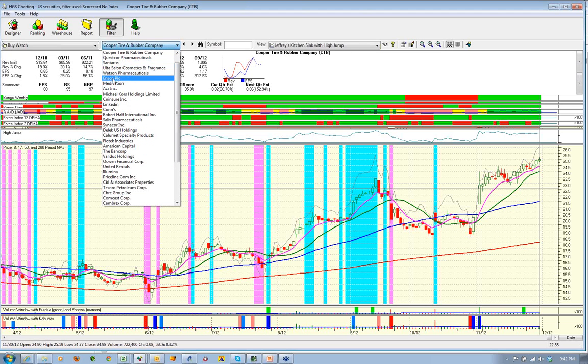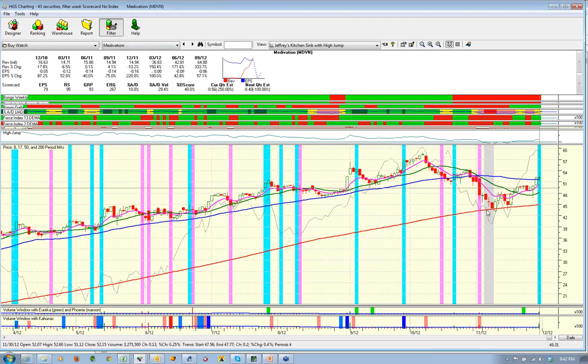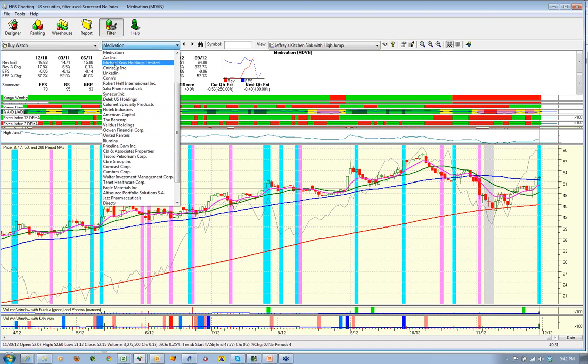There's that Watson, there's that Ensco. Medivation is another one of these biotechs that I like. It pulled back to the 200. We talked about buying it down here. Moved up above the 50 with a pocket pivot on Friday. It's got a recent launch of a drug like Affymax. It'll be a while before it makes money. I like it a lot. Good place perhaps to buy.